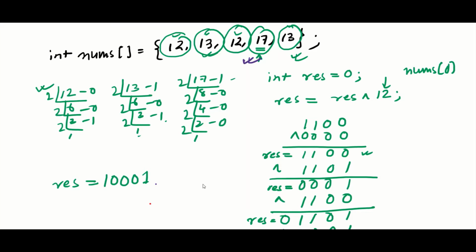17 is the odd one, correct? So what is the binary number of 17? 1 0 0 0 1. 1 0 0 0 1. This is the value of result. So if we just print the value of result here, we actually get 17. 17 is the odd number which is not repeated over the array. So see how fast we have implemented it using the bitwise XOR operation.